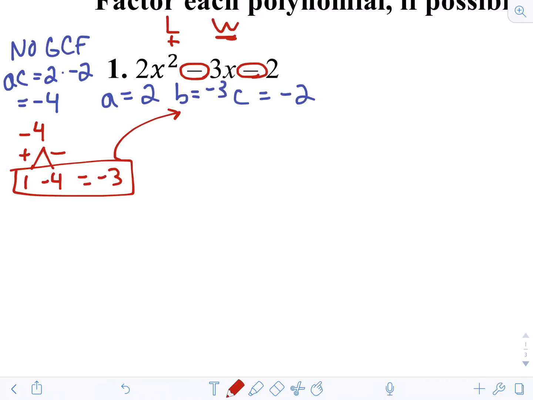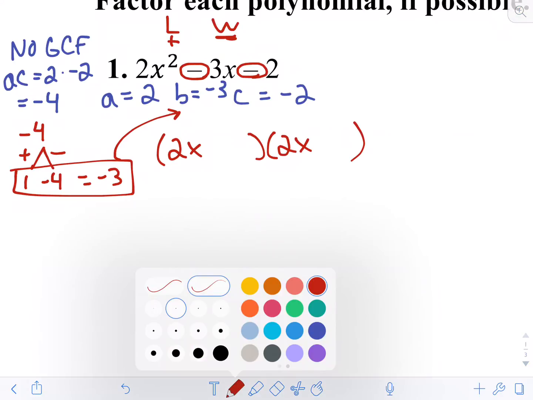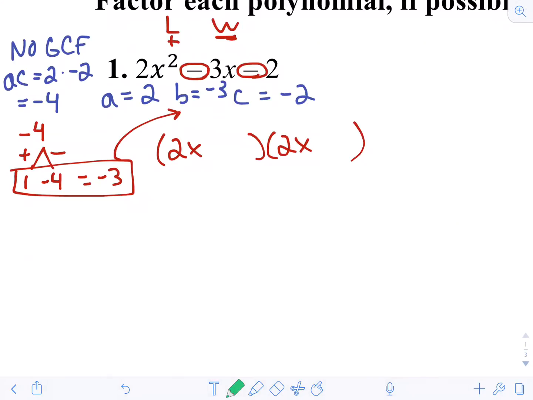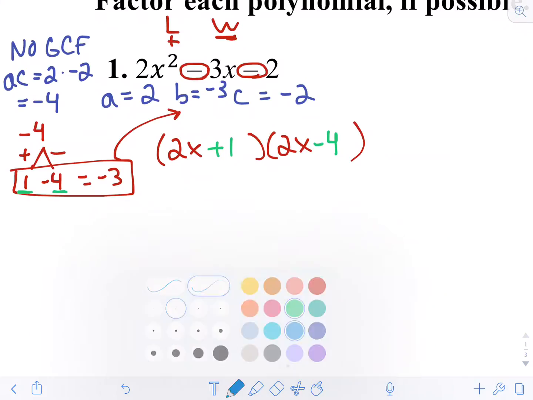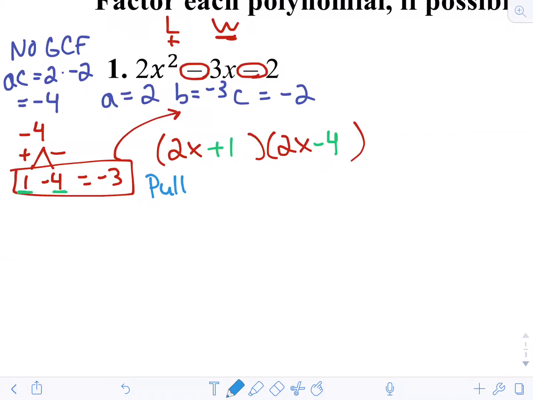So for my answer, what we're going to do here is rewrite. We have 2x and we have 2x. I'm going to write down the numbers that I have in here. So I have a 1 and -4, so +1 minus 4. The next step is we're going to pull out any greatest common factors and we're going to trash it.